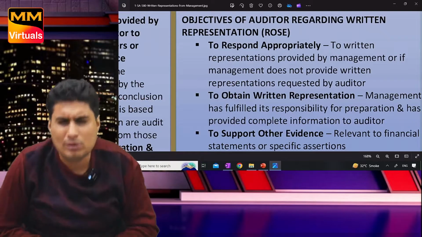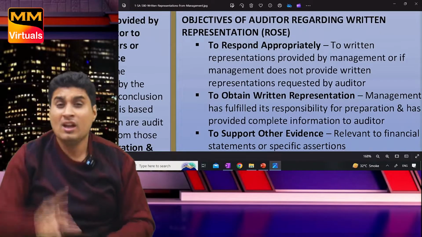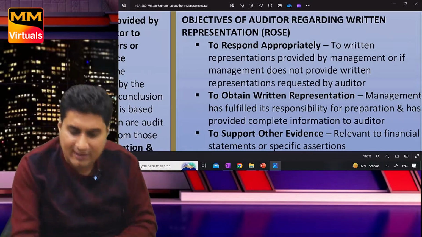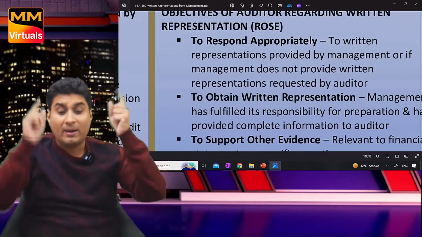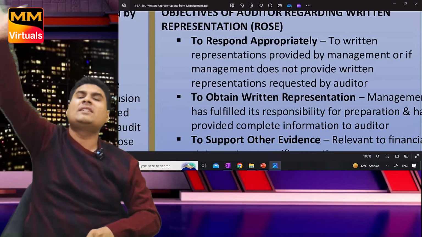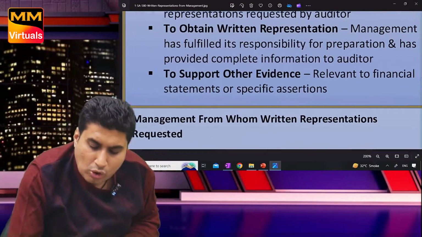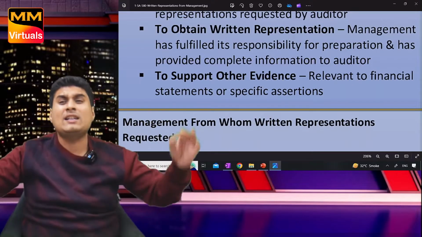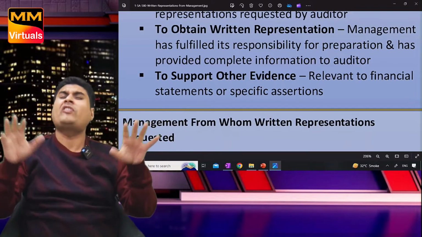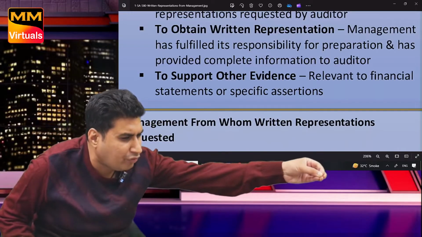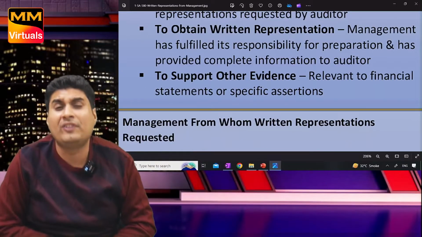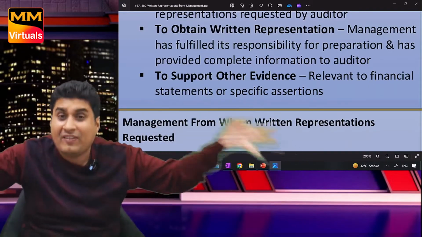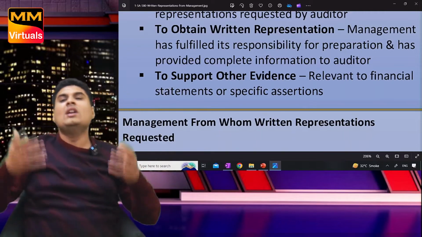Number one objective of WR is to respond appropriately to two situations: written representation given by management, and written representation not given by management. Read nicely. In both cases I have to respond. To obtain WR, if I get WR, it means management has fulfilled their responsibility for preparation of financial statements and completeness of information given to the auditor. It means management has fulfilled two responsibilities: financial statements are properly prepared as per FRF, and they have given all the information. So I will get more assurance.